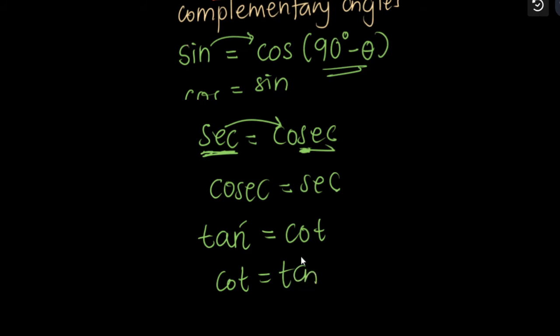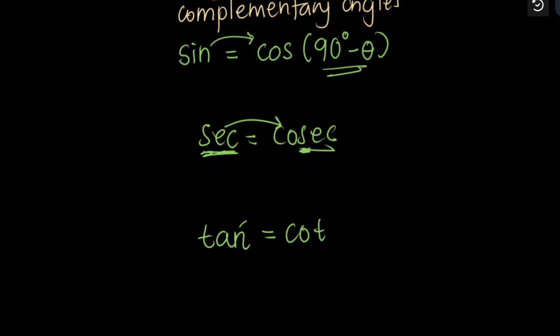It's just the reverse. Actually, you just need to know who the best friend is. Know the best friend, you can solve anything. Sine's best friend is cos. Secant's best friend is cosecant. Tangent's best friend is cotangent. Now we are going to do examples based on this.